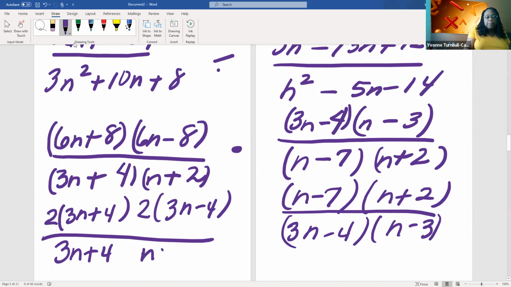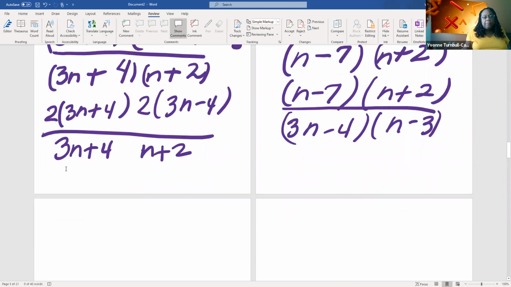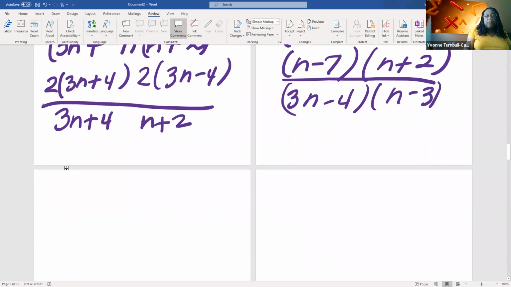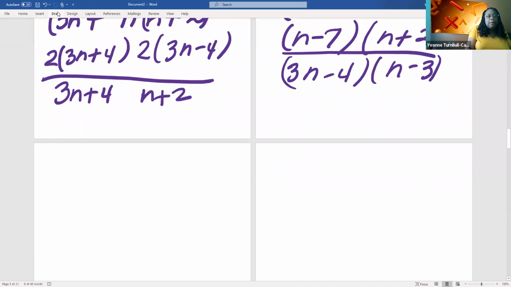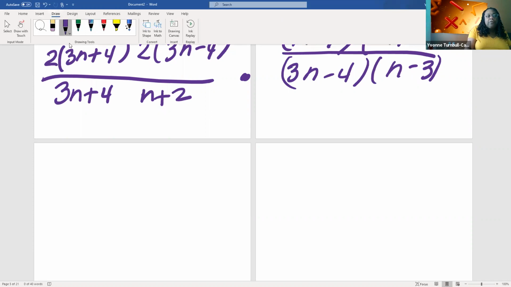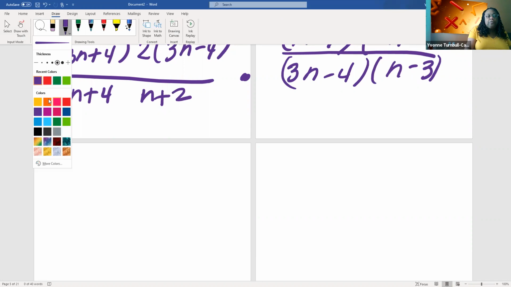N plus 2. I think what's happening is when I get to the bottom of the page, it does that. That's what's happening. Okay. All right, now we can do some cross canceling. We know, of course, we have the multiplication sign in the middle. The multiplication is right here. So we're going to cross cancel. Let me change color so I can show my cross canceling. I haven't used orange today, and I like orange. Let's use orange, shall we?